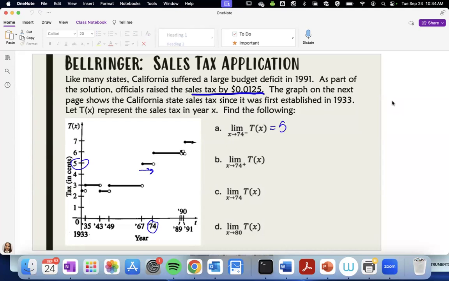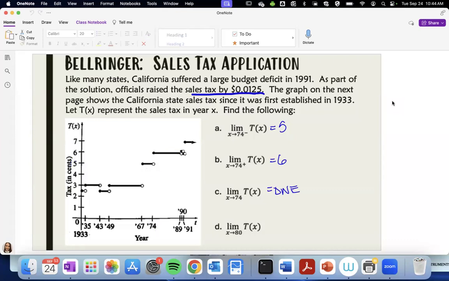What does it look like the limit of the taxes is as x approaches 74 from the right? It looks like 6, doesn't it? So this is 6. So then what can you conclude about the limit of T of x as x approaches 74? It does not exist. DNE. Okay? Does not exist.